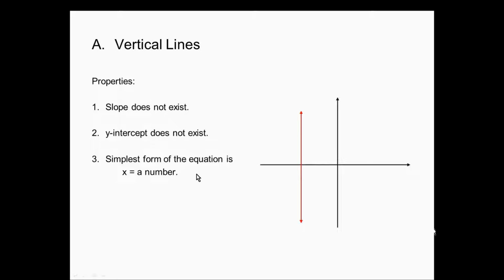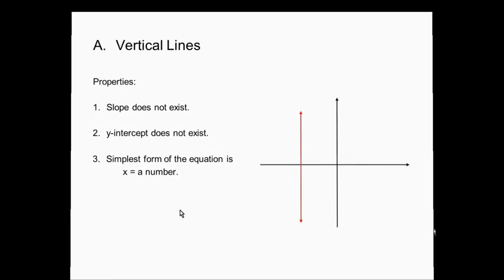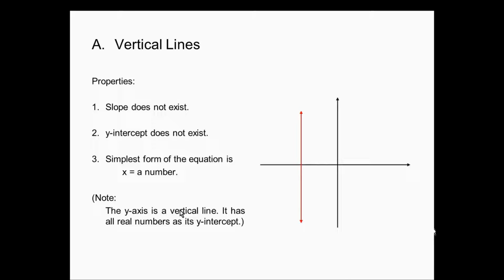And number 3, the simplest form of the equation is x equals a number. That's the simplest form. Notice this is general form. So x equals a number is the simplest form for the equation of a vertical line. Notice it's missing the variable y, and y is the vertical axis. The y-axis is a vertical line. It has all real numbers as the y-coordinate of its y-intercept. The equation of the y-axis is x equals 0.